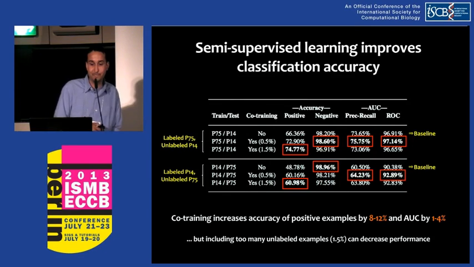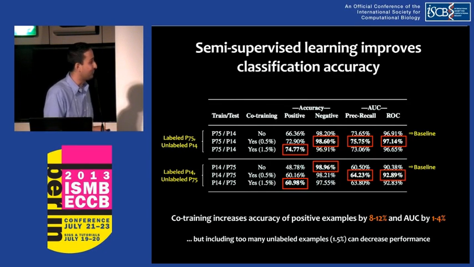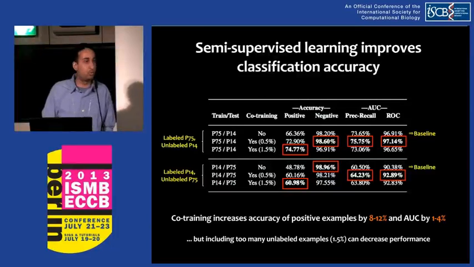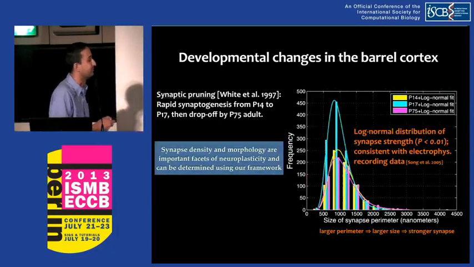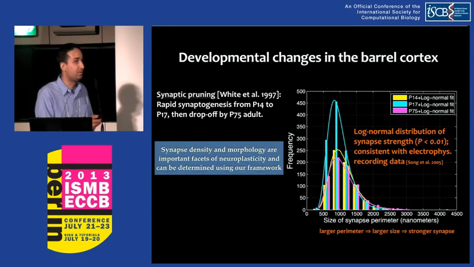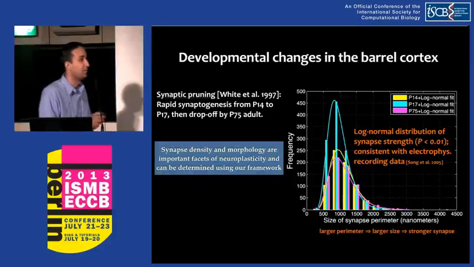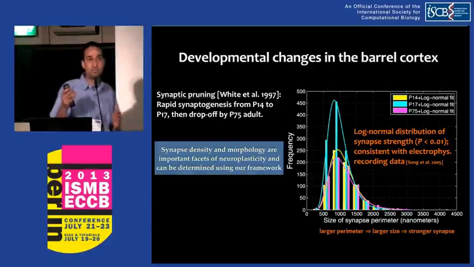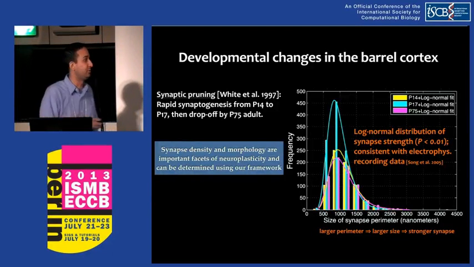Okay, so now we have this, and the next natural question was, can we actually discover some interesting new biology using this technique? So we looked at, as I was discussing before, developmental changes that happen in the brain. One of the very fascinating ones is synaptic pruning, where you see a rapid explosion in the number of synapses followed by a drop-off.